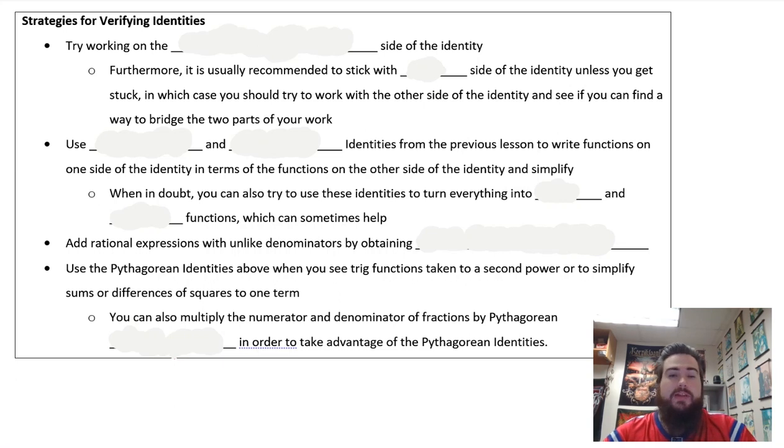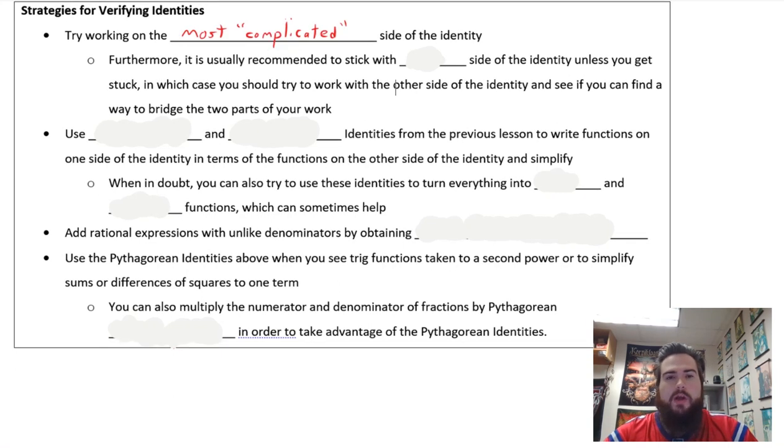The first strategy that is recommended is to try working on what is the most complicated side of the identity. Furthermore, it is usually recommended to stick with only one side of the identity unless you get stuck, in which case you should try to work with the other side of the identity and see if you can find a way to bridge the two parts of your work. This is a very important concept.